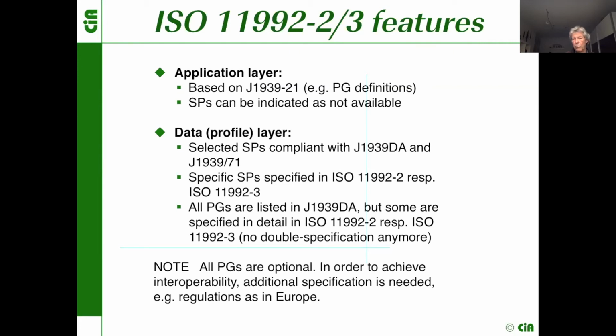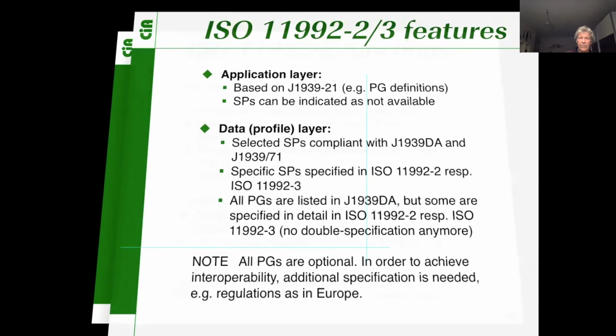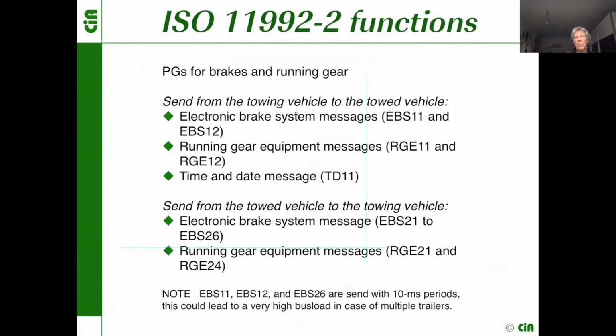But note, all parameter groups are optional, and in order to achieve interoperability, additional specification is needed, e.g. regulations as in Europe. So what functions do we have for the parameter groups for the brakes and running gear network? We are sending from the towing vehicle to the towed vehicle the electronic brake system messages, EBS11 and EBS12, the running gear equipment messages, RGE11 and RGE12.